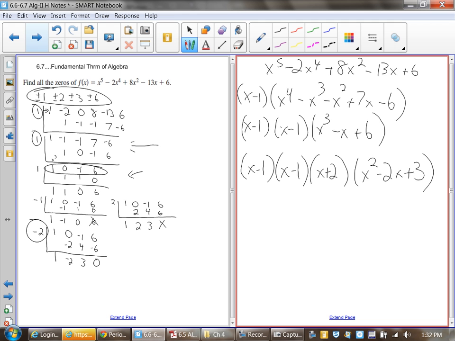So, that means it's not factorable. What do you fall back on if you can't factor it by hand? Quadratic formula.